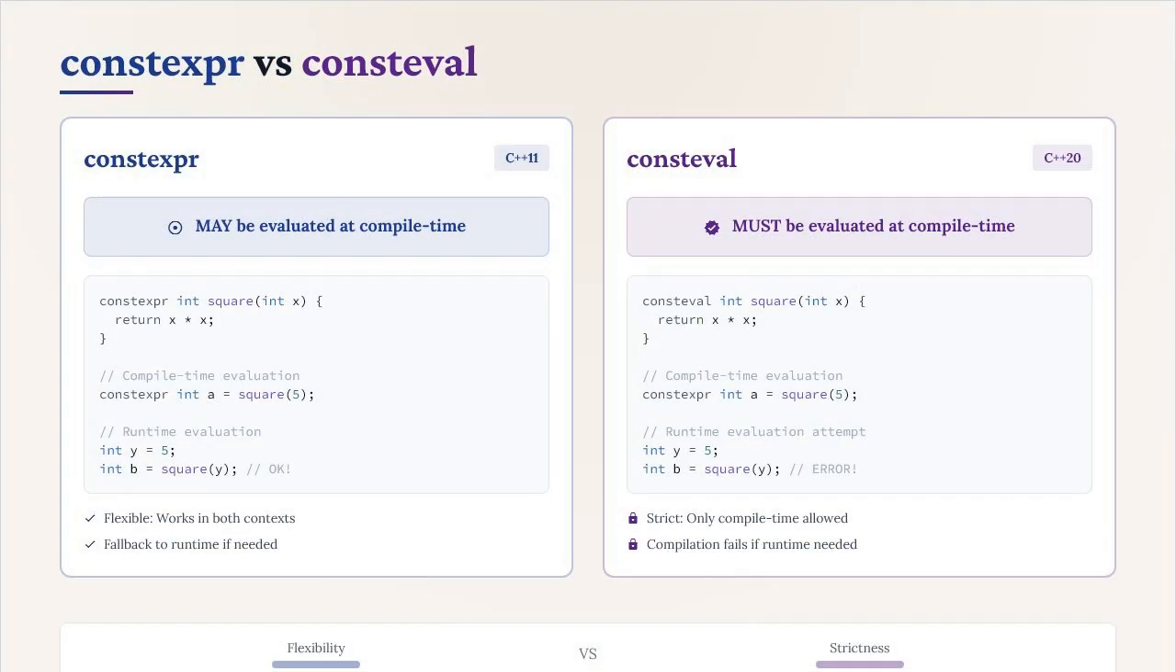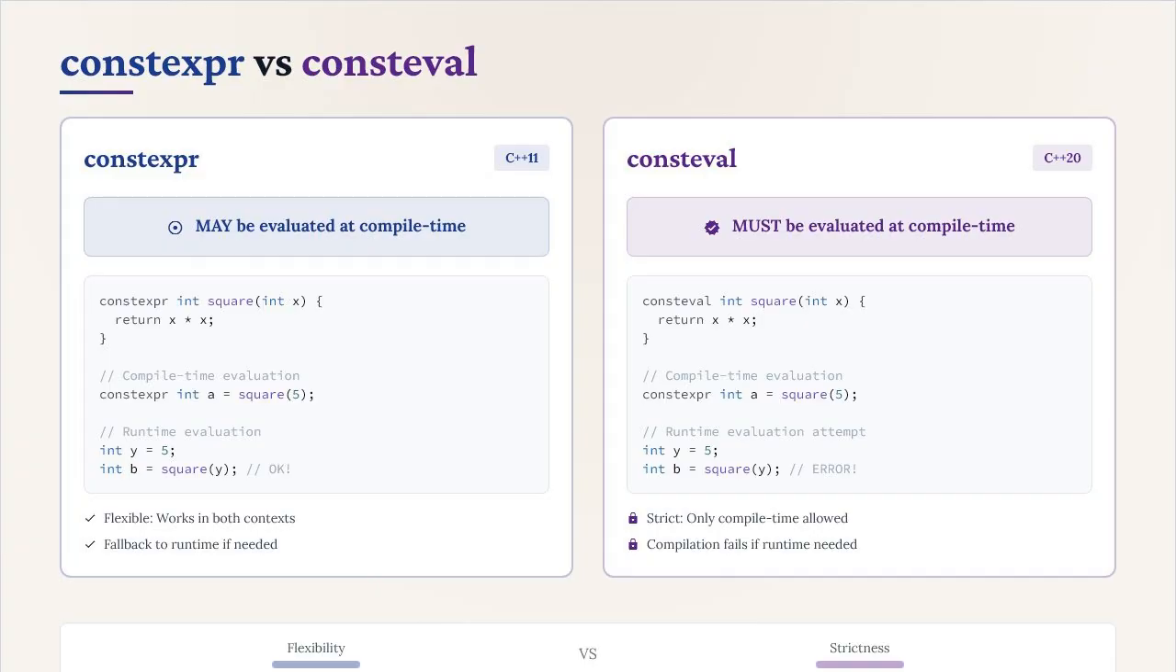This slide compares constexpr and consteval in depth, which is crucial for understanding when to use each. The key difference is that constexpr means a function may be evaluated at compile time, while consteval means a function must be evaluated at compile time. With constexpr, if you call the function with runtime arguments, it will simply be evaluated at runtime. The compiler will not produce an error. But with consteval, such a call would result in a compilation error because it violates the guarantee of compile time evaluation.